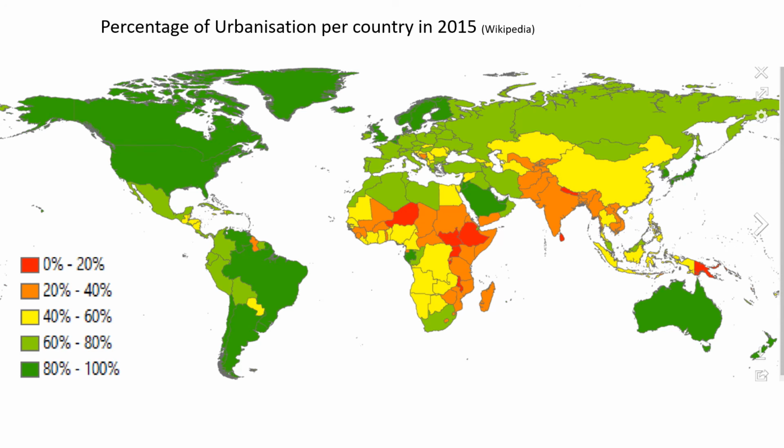So here's a map that I got from Wikipedia showing percentage of urbanization per country, and this was for 2015. You can definitely see a big difference here between developed and developing countries, where we are with that.